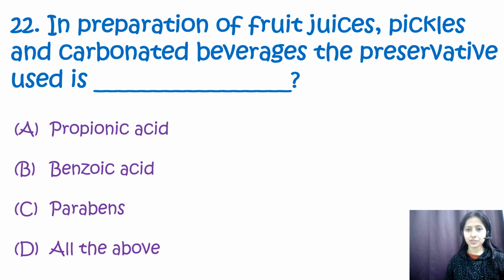22. In preparation of fruit juices, pickles, and carbonated beverages, the preservative used is option A propionic acid, option B benzoic acid, option C parabens, and option D all of the above. So the correct answer is option number B, that is benzoic acid, and its salts, the benzoates, that is sodium benzoate. These preservatives are effective against yeasts, bacteria, and are commonly used in acidic foods, say like tomato sauces, pickles, carbonated beverages, sauerkrauts. So here the correct option will be option number B, that is benzoic acid.